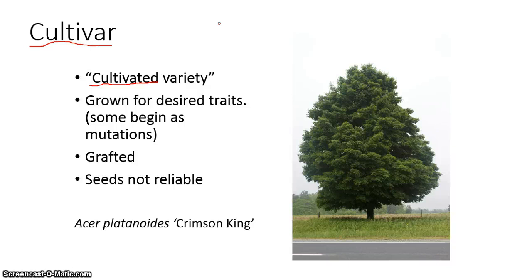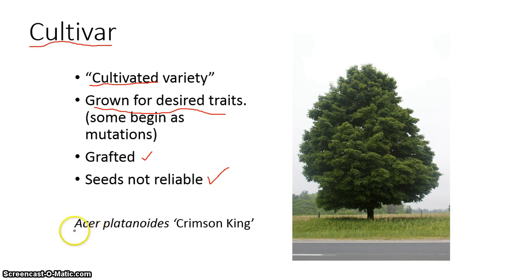Okay, so a tree that produces sterile seed cannot reproduce. So that may be a cultivar, like the honey locust that was not producing seed, right? We've probably grown them from vegetative cuttings in order to graft and produce new trees. So in a cultivar, we are growing these trees for desired traits. They may be grafted and the seed may not be reliable.